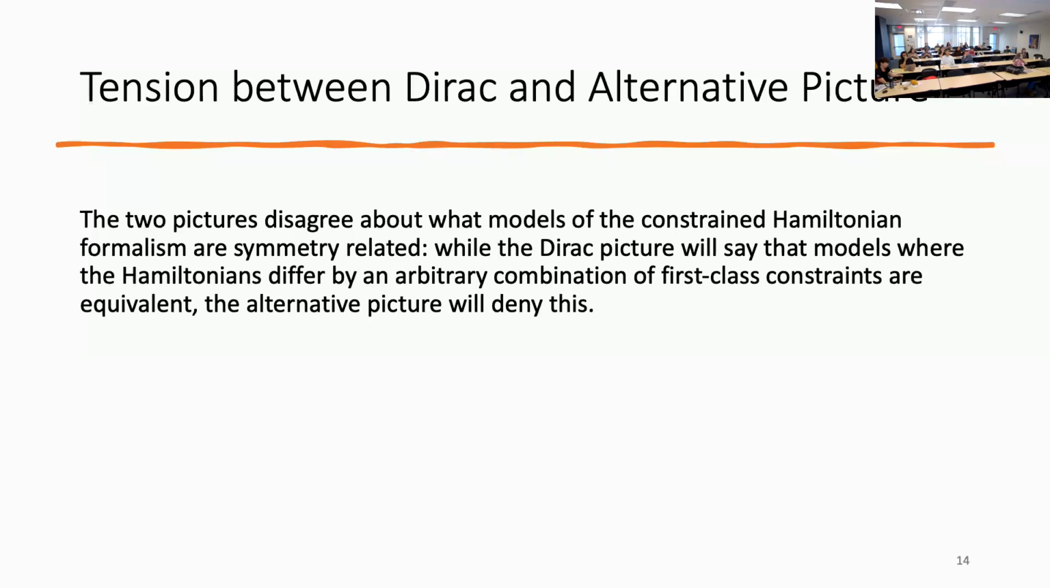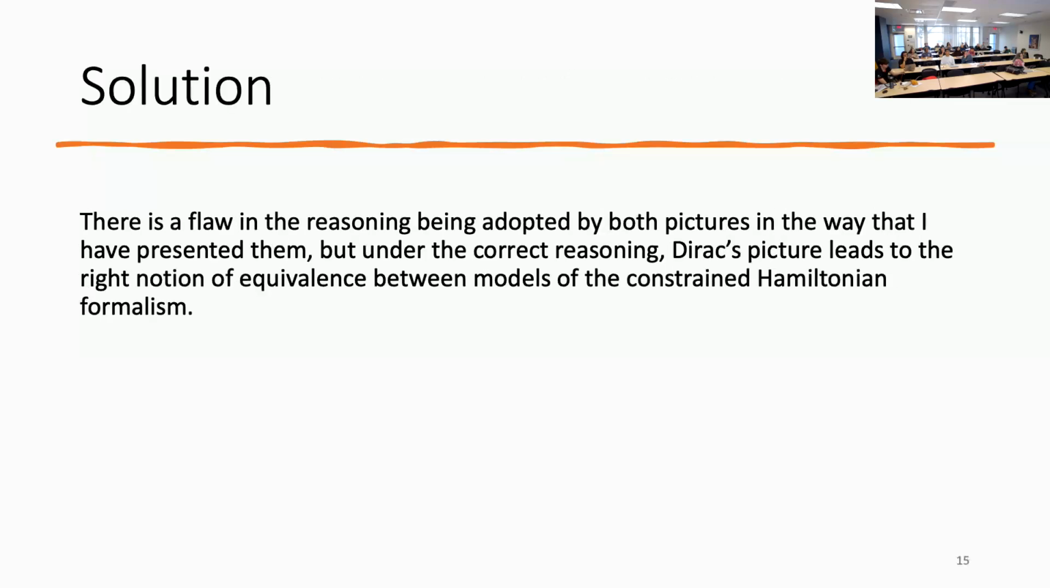What I'm going to do is argue that we shouldn't lament because, in fact, we can give a clear picture of what the symmetries are here. And in doing so, I'm going to diagnose what's going wrong in this debate. In particular, I'm going to argue that there's a flaw in the reasoning that's being adopted by both of these pictures in the way that I've presented them. But if we see what the correct reasoning is, we can see that Dirac's picture does lead to the right notion of equivalence between models of the constrained Hamiltonian formalism.